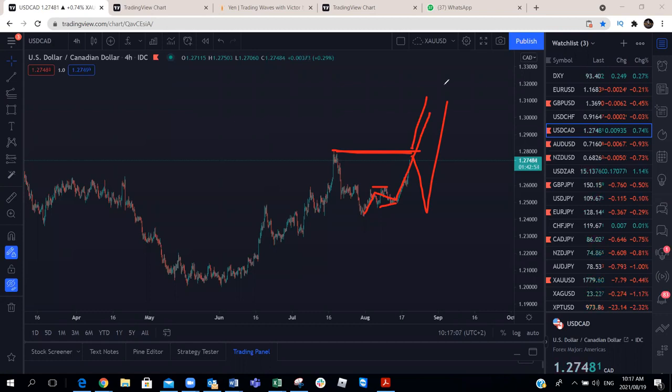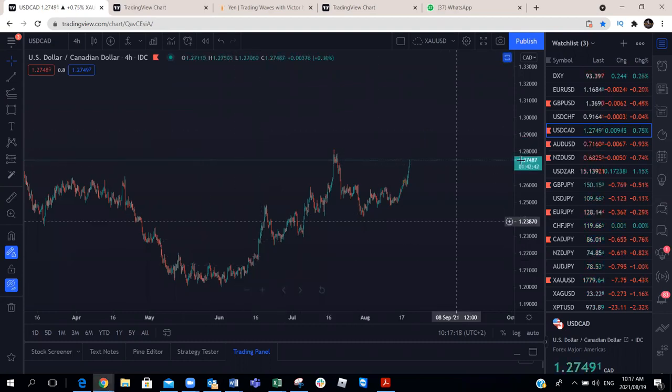We can only get involved after the break of this high here and the new setup at that level. As it is now, you cannot just take it there, because you can take it and then it just reverses there. That is the 4 hour on US dollar CAD.